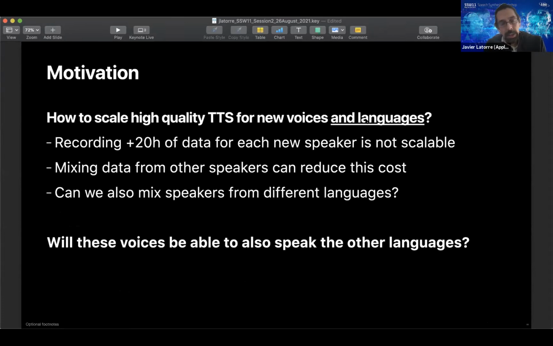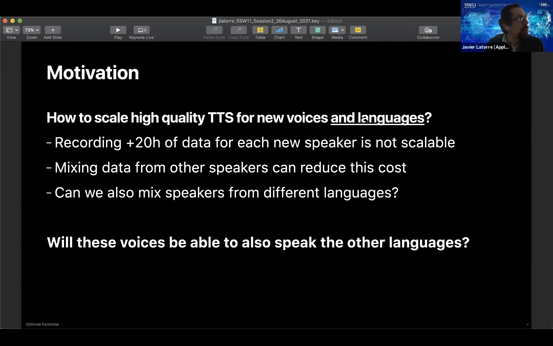And we know that this is not scalable. It's extremely expensive. Now, there has been a lot of work on mixing of speakers so that we can compensate for the lack of data from one speaker with the data from other speakers. But most of this work has been done in a single language. So only English, only Japanese, only Chinese speakers.